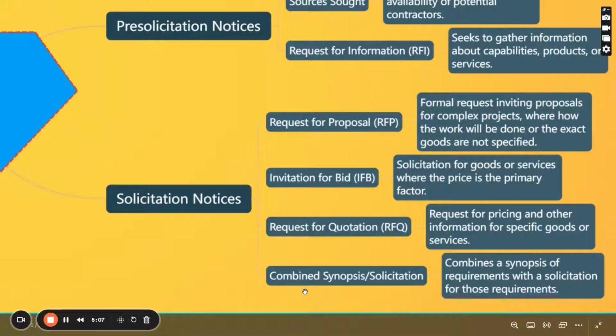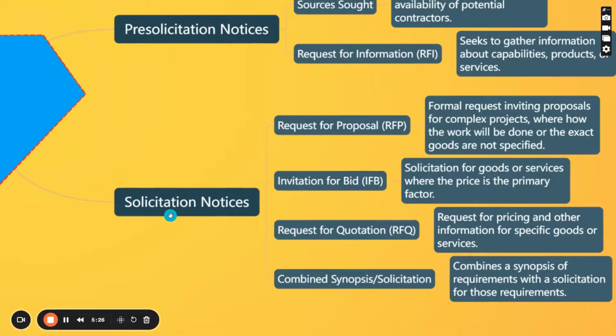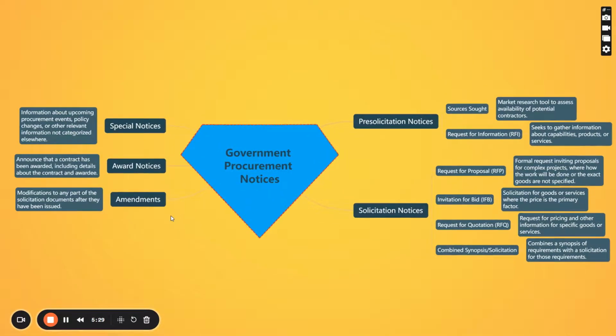Let's look at the combined synopsis or solicitation. Now, this is a streamlined approach where the government combines the need announcement with the actual call for bids in one go. Okay? It's efficient, it's directly inviting bids or proposals for clearly defined needs. So sometimes when we go through sam.gov, we're going to be seeing combined synopsis. It's just simply to understand that this is how the government combines the need for its announcement with the actual call for the bid.